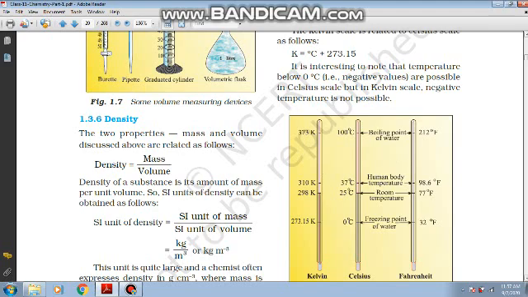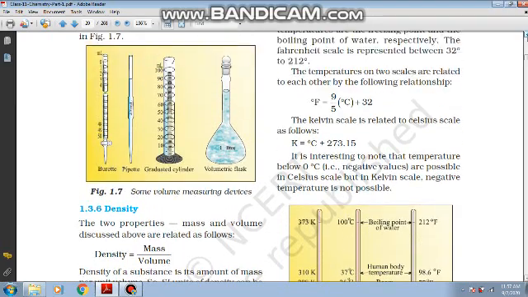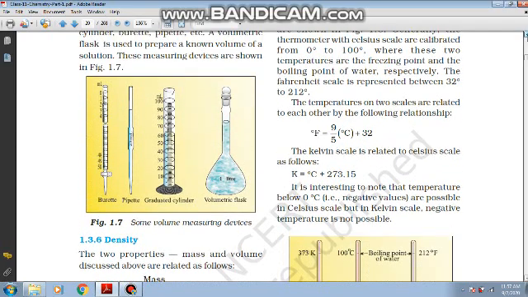So all those substances which have low density will have less weight in the same volume, and those substances which have high density will weigh more in the same volume, or you can say you will get a greater amount of the substance in terms of kilograms in the same volume.